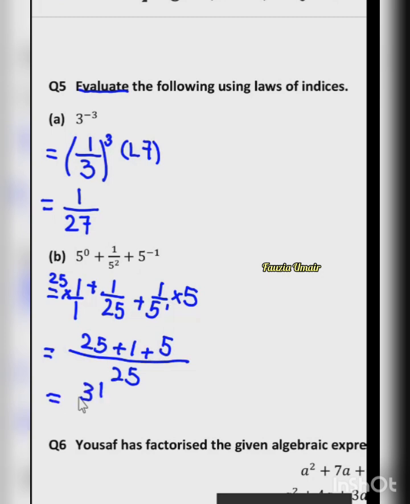31 by 25. Because it is an improper fraction, I must write it down in the mixed number form. So can anyone tell me what will be the mixed form of this fraction? Yes beta, you can answer please. Because I'm using a mobile, I cannot see the hand raise. So who can tell me the mixed form of this fraction?